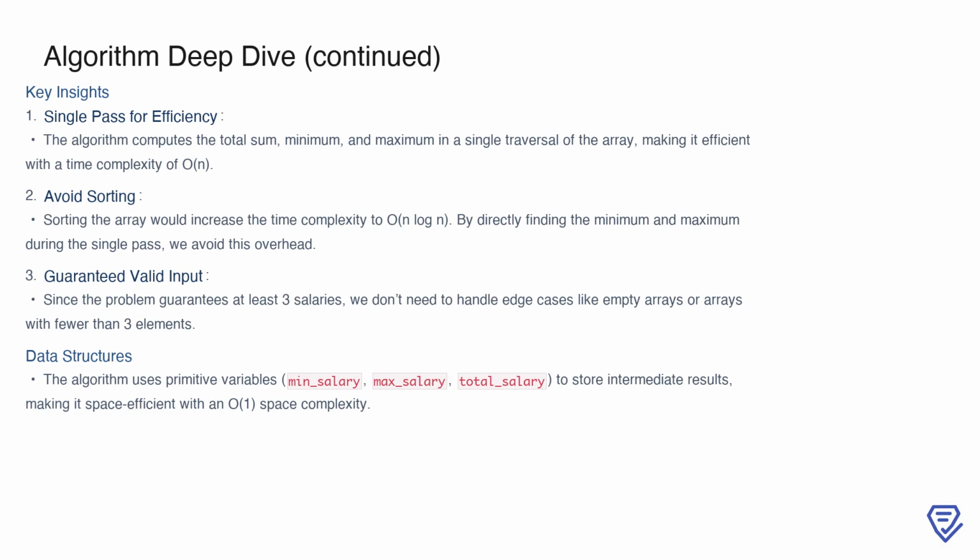Additionally, the guaranteed input of at least 3 salaries simplifies the implementation, as we don't need to handle scenarios like empty arrays or arrays with fewer than 3 elements. The algorithm's reliance on simple primitive variables, min_salary, max_salary, and total_salary, means it is also space efficient, with a space complexity of 1. This combination of linear time complexity and constant space usage makes the solution highly optimized.